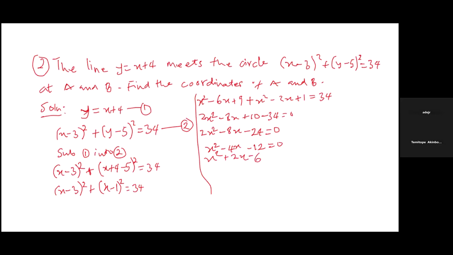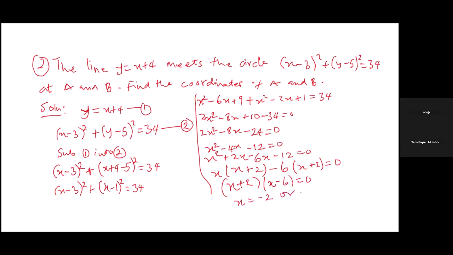So between the first two, x is common, so you have x plus 2. Between the last two, minus 6 is common, you have x plus 2, equals 0. So x plus 2 times x minus 6. So x equals minus 2 or 6.